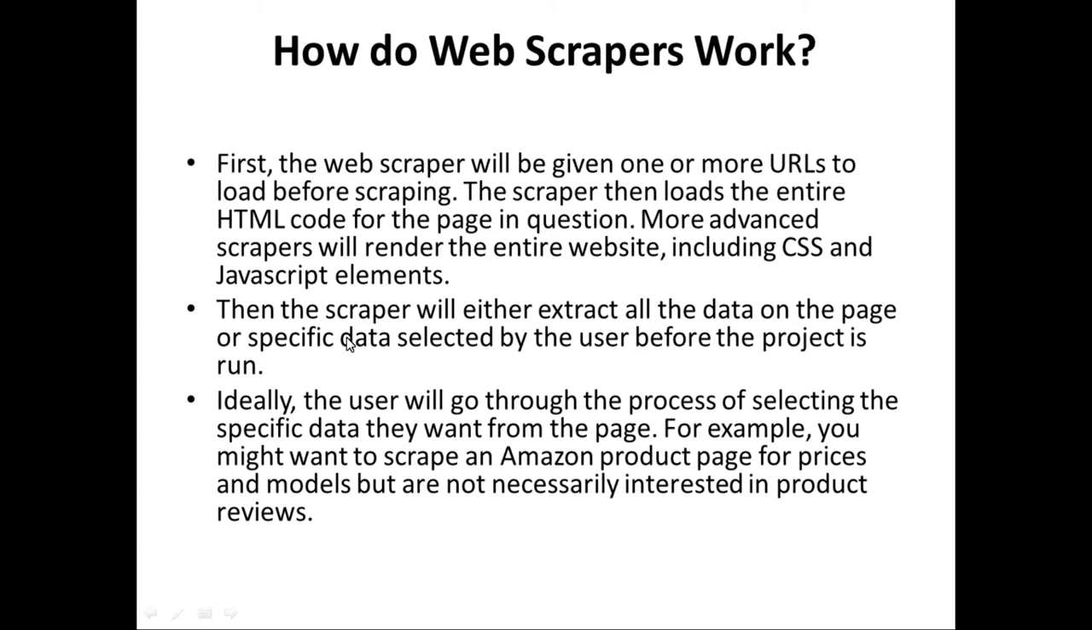Mostly some specific data gets downloaded, like images, because it does not come under plagiarism. If on the images there is no kind of barcode or some sort of security feature, like a logo, you can use it. So ideally the users will go through the process of selecting the specific data they want from the page. For example, if they scrape an Amazon product page for the price and models but are not necessarily interested in the product reviews, definitely there is no point in downloading the reviews if you are interested only in images, because you are creating your own website and you need some images, so you can scrape them.